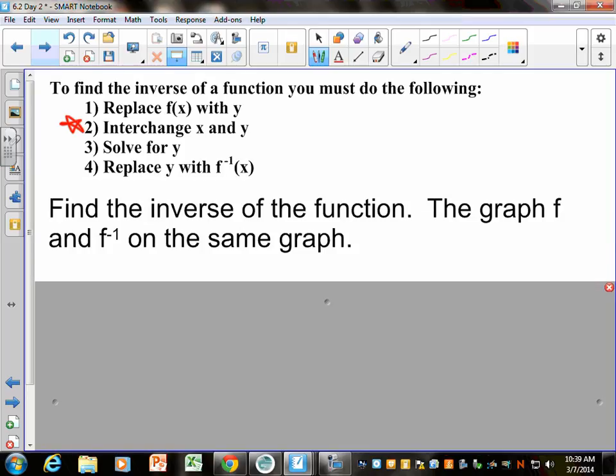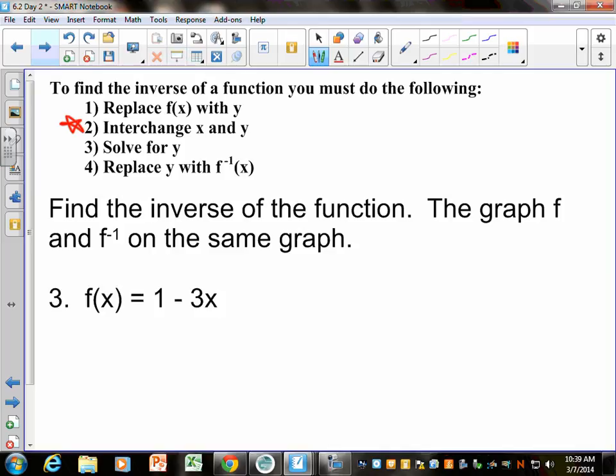So find the inverse of the function and then graph both the function and its inverse on the same graph. So let's do 1 or 2 of these, and then we'll do a fraction one that we don't have to graph, and then I'll be done. And again, we'll start off nice with a nice linear one, and then we'll do some that aren't so linear. If you're caught up with it or not with what I'm writing here.